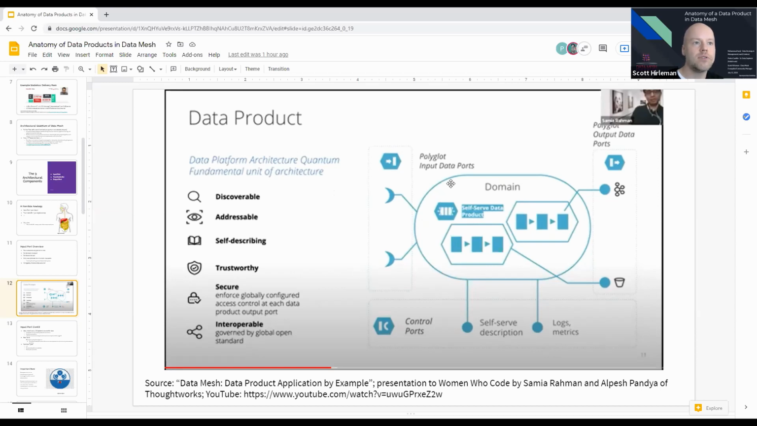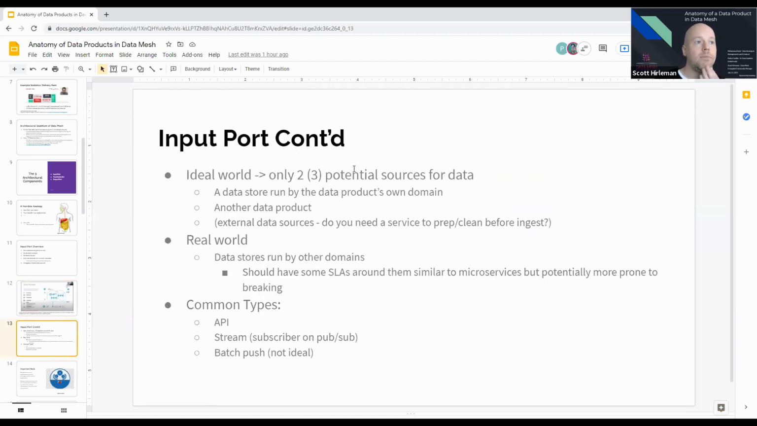So you've got your input ports, and you've got your output ports. In this example, something is able to be consumed as a Kafka stream, or just accessing the bucket, and we'll talk about that in a second. An input port, in an ideal world, should only ever have two potential sources of data. And this is my personal opinion, happy to be corrected on this, but in an ideal world, it should be a data store run by that data product's own domain, because again, it is controlled by that domain.